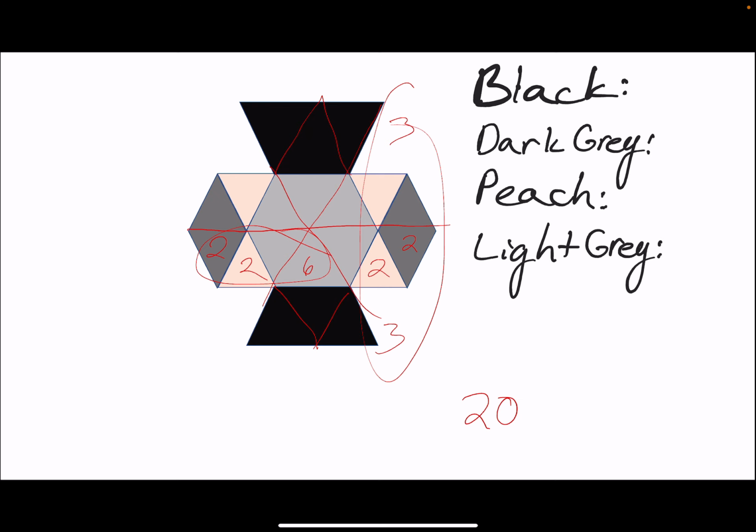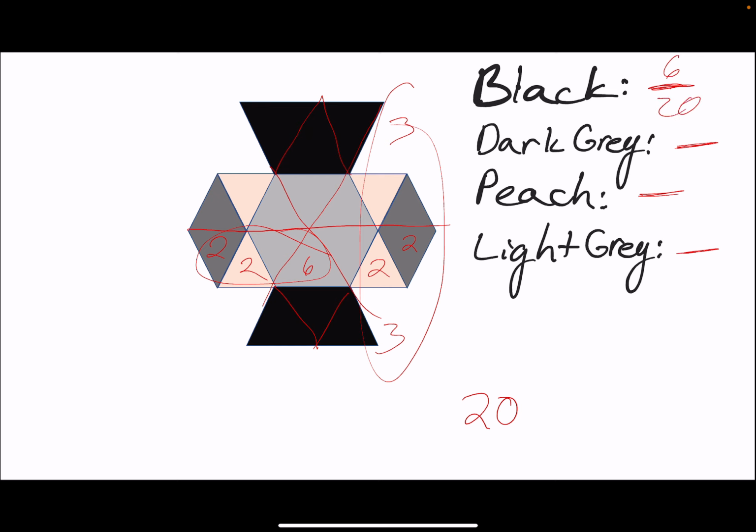So if I'm going to ask you how many black, how many dark gray, how many peach, and how many light gray, if you haven't done this already, then that's what I want you to do right now. So pause the video again.